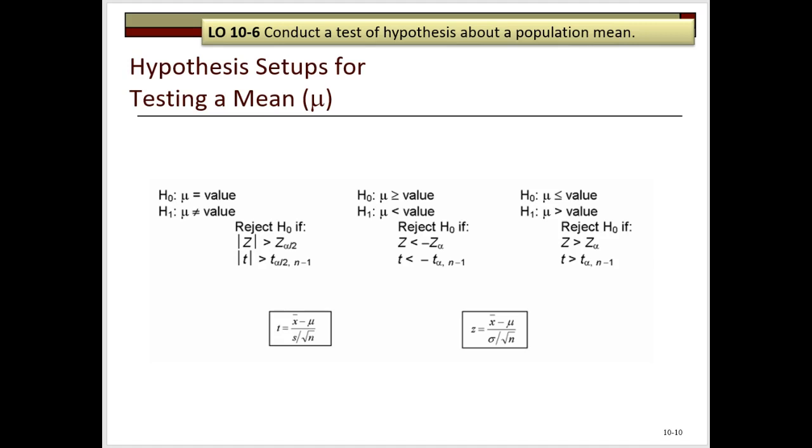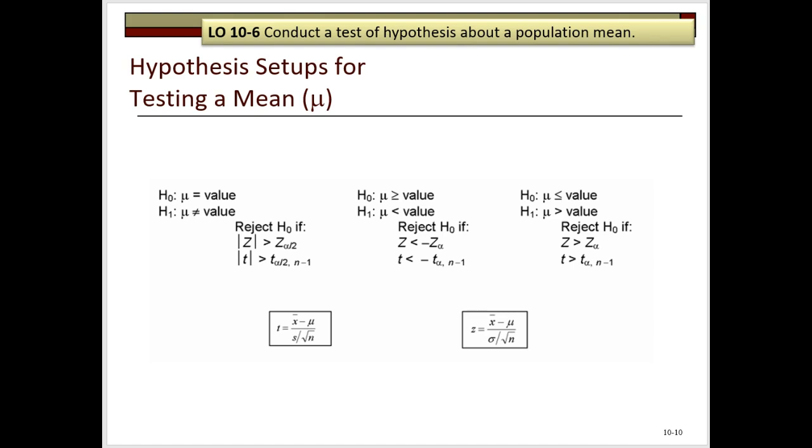We summarize on this slide the different hypothesis setups for testing the mean or testing the proportion, including in each setup their respective decision rules. In testing the population mean, one of two test statistics may be appropriate to use, the t-distribution or the z-distribution.